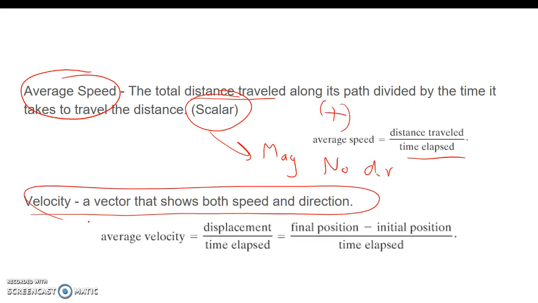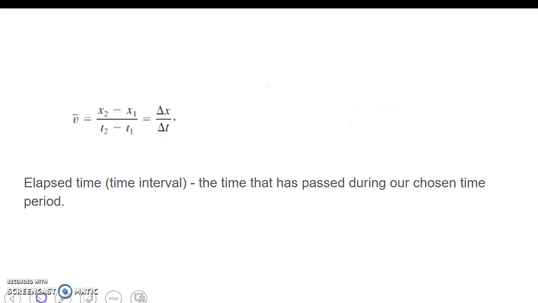Velocity is a vector because it shows both speed, which is a scalar, but it becomes a vector as soon as you give it a direction. And that's where the positive and negative comes in. So average velocity is displacement over time. We also could look at it as final minus initial position, like we talked about previously, divided by the time that's going by, or time elapsed.